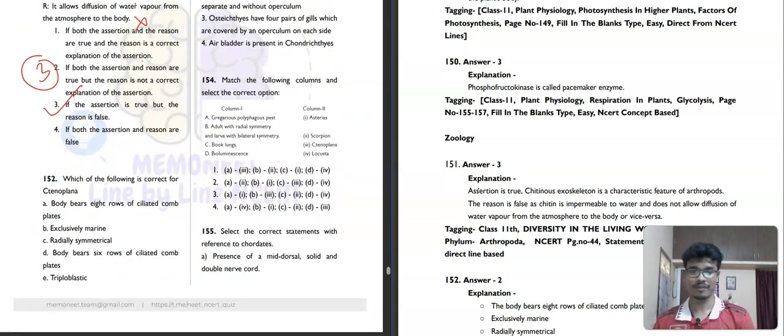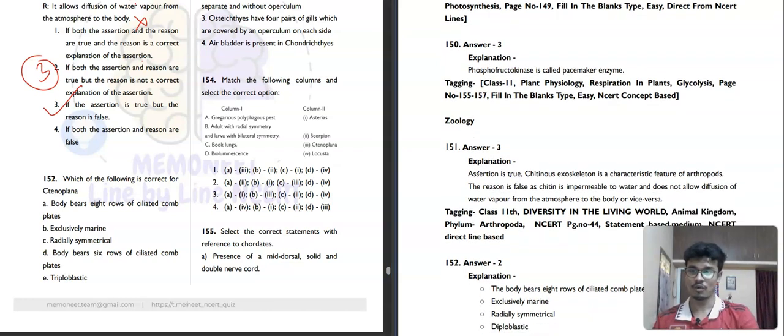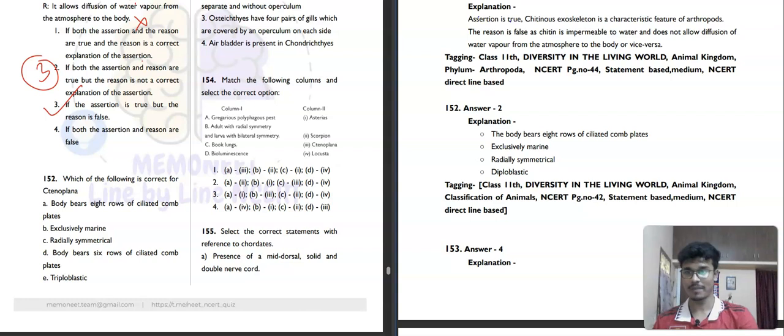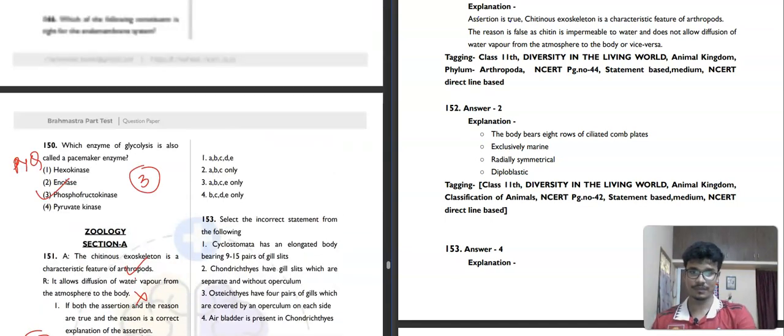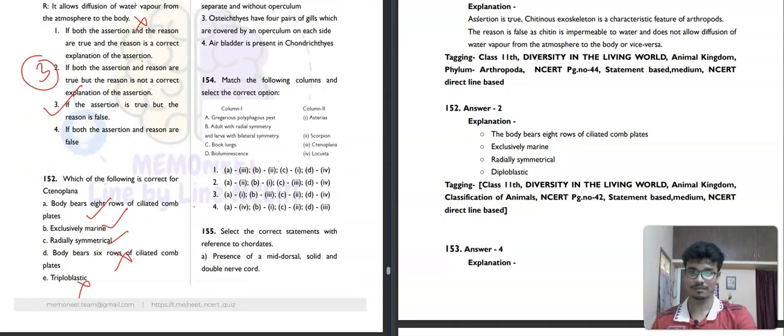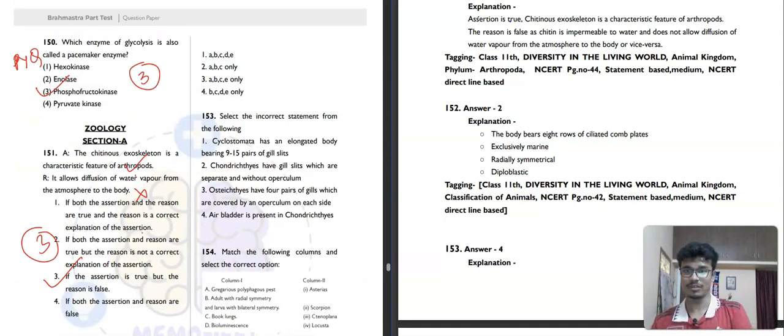Then question number 152. It is saying that which of the following is correct for Ctenophora? We need to see which of the following are correct. Body bears 8 rows of ciliated comb plates, correct. Exclusively marine, correct. Radially symmetrical, correct. Then 6 rows, not correct. Triploblastic, not correct. So which are the correct ones? A, B, C only, second option.